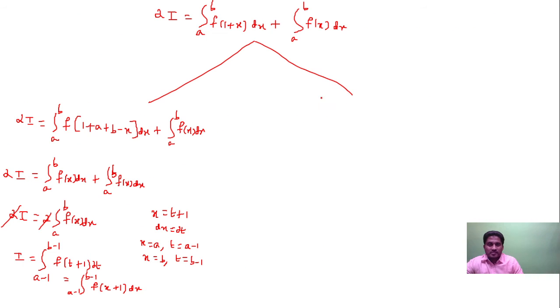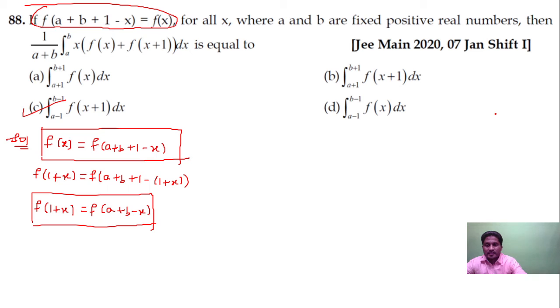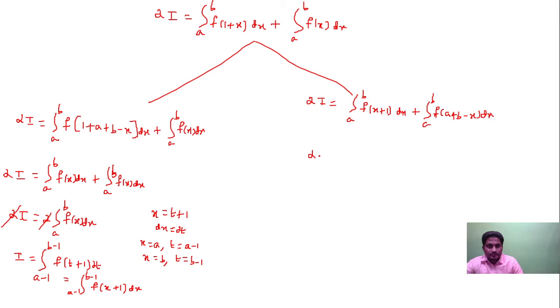Suppose a student does like this, 2i is equal to a to b and then you get f of x plus 1 dx. If I change x to lower plus upper minus x, this will be equal to a to b, change x to lower plus upper minus x dx. So f of a plus b minus x a to b, f of a plus b minus x will be equal to f of 1 plus x. So this becomes 2i is equal to integration a to b, this is f of x plus 1, plus integration of a to b and then you get f of x plus 1. So this is f of x plus 1 dx.